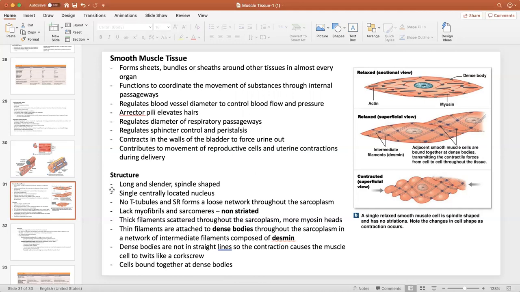Okay, so these are structured differently. They're spindle-shaped with the one nucleus in the center. We don't have T-tubules, sarcoplasmic reticulums, sarcomeres. Okay, none of that is the same.